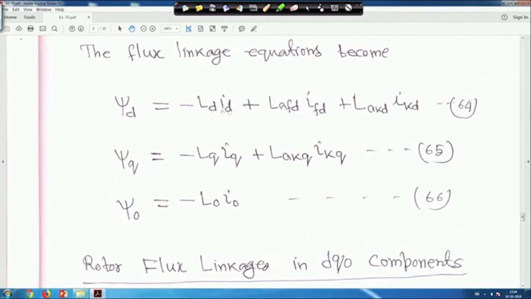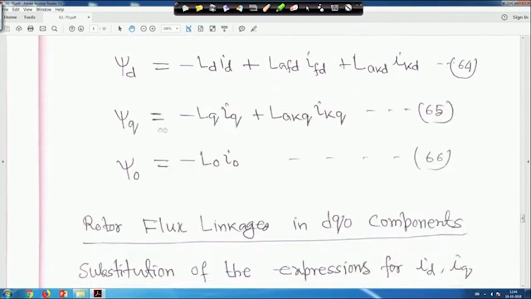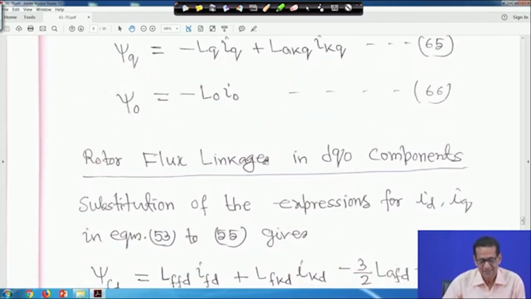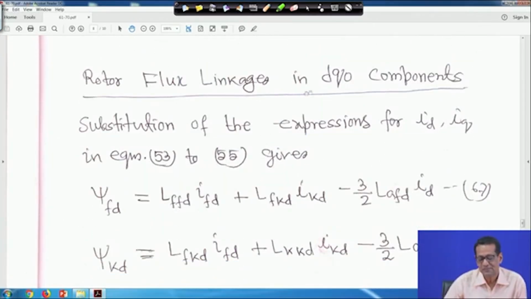So psi d will be minus L d I d plus L A F d I F d plus L A K d I K d after your transformation. Then psi q also will be minus L q I q plus L A K q I K q, and psi 0 will be minus L 0 I 0. So now next we will see the rotor flux linkages in dq0 components.